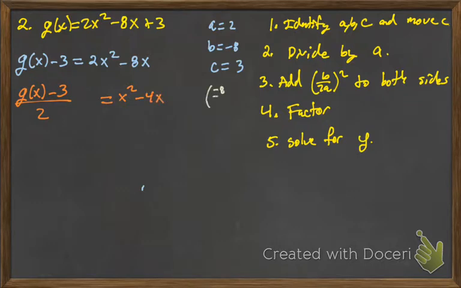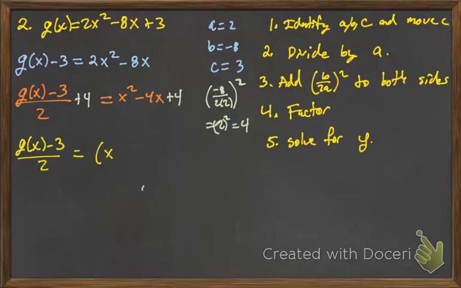And then we're going to add b over 2a quantity squared to both sides. That's going to be negative 8 over 2 times 2 squared. And that reduces down to negative 2 squared, which will be 4. So we're going to add 4 to both sides. Okay, so we have g of x minus 3 over 2 equals x minus 2 quantity squared, and then I went ahead and subtracted that 4 right there to save a little bit of time here. So we've completed the square.